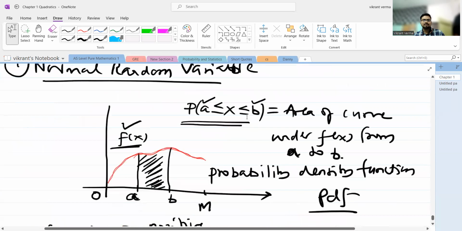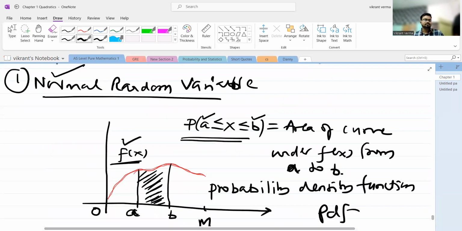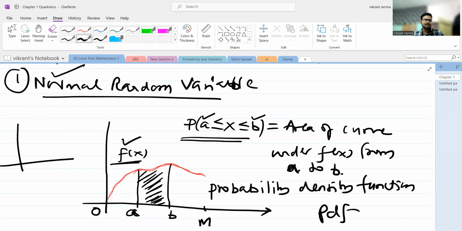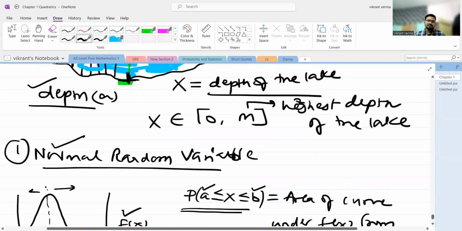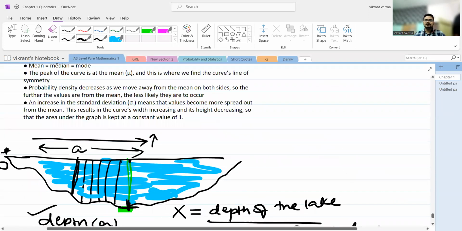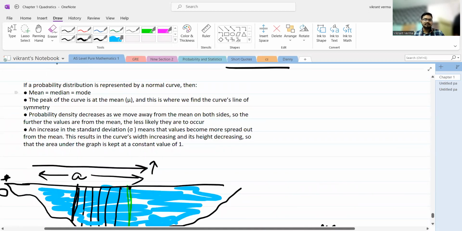This density function curve, in the case of a normal curve, is a symmetric, bell-shaped curve, also known as the bell curve. It is symmetric about this line, in both directions, and this random variable is the normal random variable. Then we have certain points to discuss: if a probability distribution is represented by a normal curve, then mean equals median equals mode.